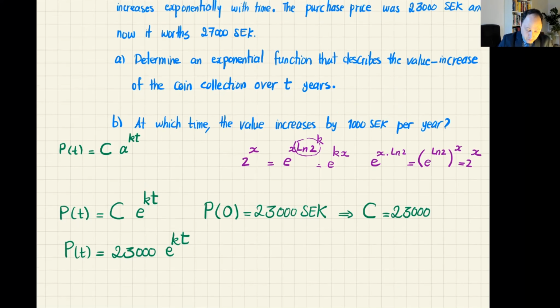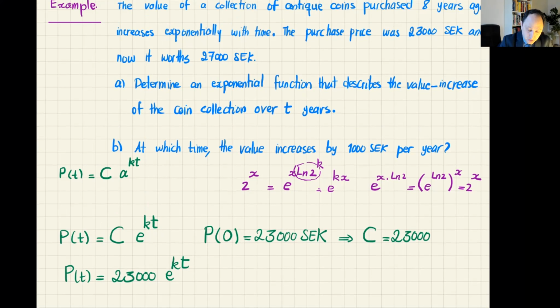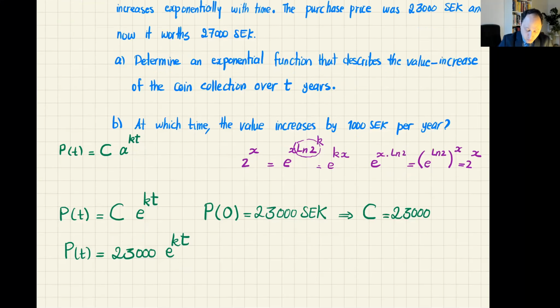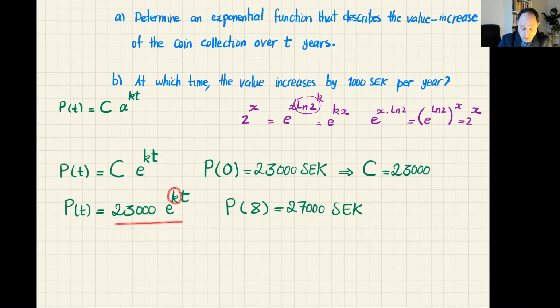I have another piece of information. I know that after 8 years, the price is now 27,000. So what does it mean? It means that the price after 8 years is 27,000 crowns. Why is this information provided for me? Because the model is still not completely clear, because k is not known. This extra piece of information is given to you to be able to find the value for k.